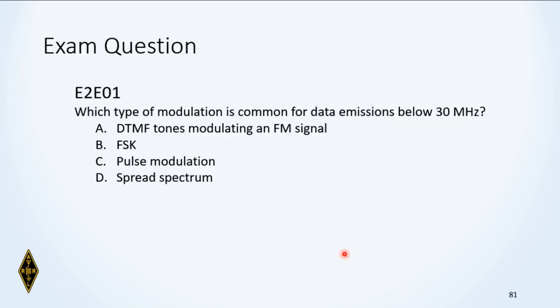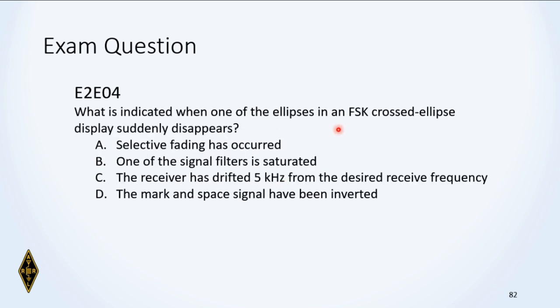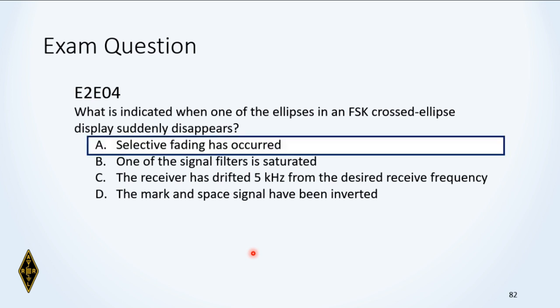And now some questions. What type of modulation is common for data emissions below 30 megahertz? There's probably only one that makes sense by elimination, but we'll see if you can do it that way. B, frequency shift keying. Yes. Correct. What is indicated when one of the ellipses in an FSK crossed ellipse display suddenly disappears? Yep, a selective fading has occurred.